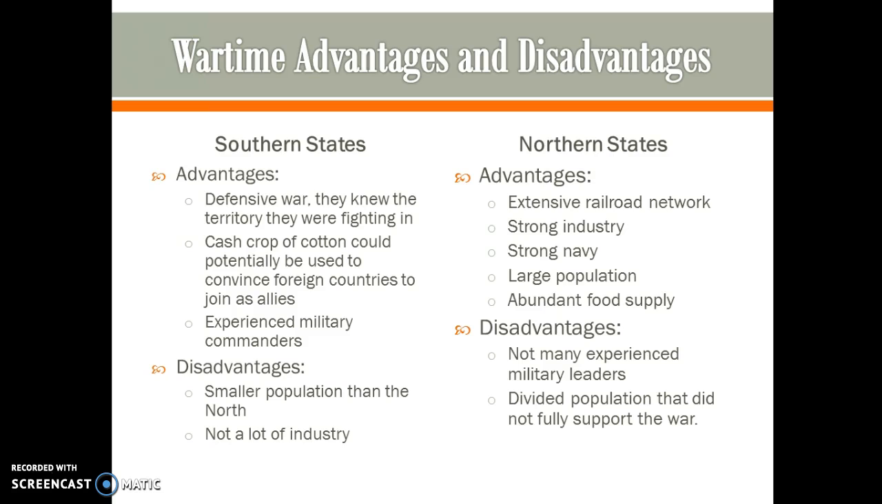The Northern states had the advantage of having an extensive railroad network. The Transcontinental Railroad was in the process of being built. They also had a strong industry that would be able to support their wartime efforts. They had a much stronger navy than the South as well, and a larger population. They also had an abundant food supply. The disadvantages that the North experienced were that they didn't have quite as many experienced leaders as the Southern states did. They also had a divided population, meaning that not everybody in the North supported going to war with the Southern states.